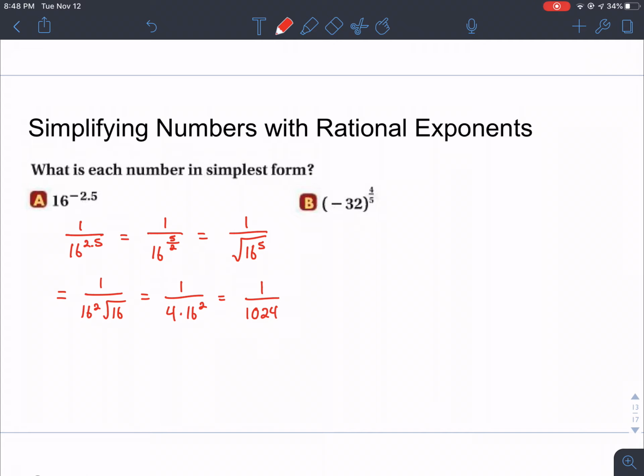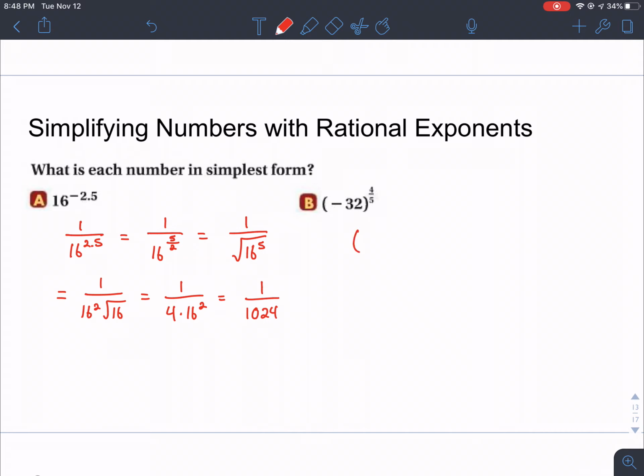And in B, I'm going to do this slightly differently. I'm going to show you a slightly different method. So we end up with negative 32 to the 4/5. We are already in fractional form, so I'm not going to have to change anything. But what I am going to do is change negative 32 into something a little easier for us to deal with. I know that 32 happens to be 2 to the 5th, all right?